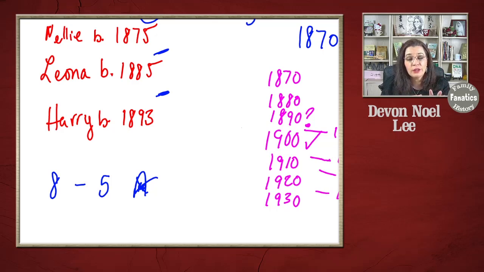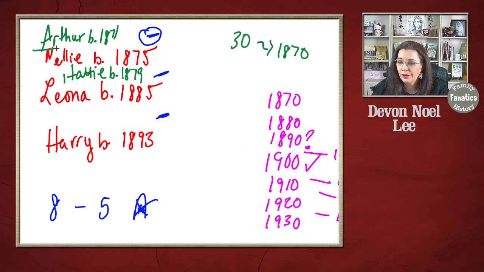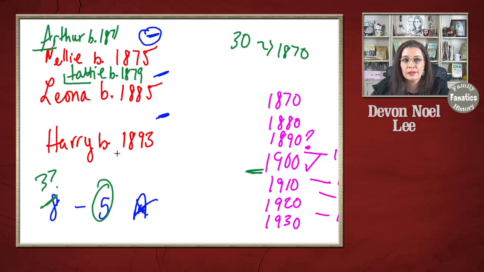So I'm going to start looking through all of those census records, and to give you just a quick update of what I found: Arthur, who was born in 1871, and Hattie, who was born in 1879. And now I have the 5 that were living in 1900. I still don't know who the other 3 were. I don't know if that was a mistyping. I don't know if there was an error. I don't know if those were stillborn children, and so on and so forth.